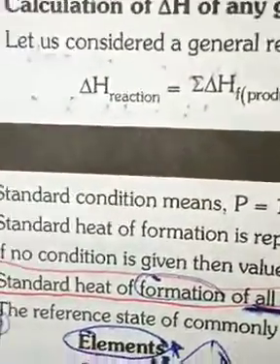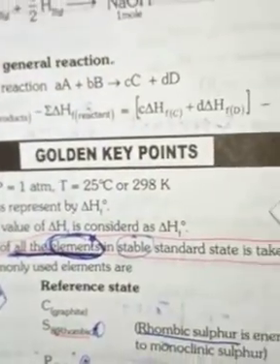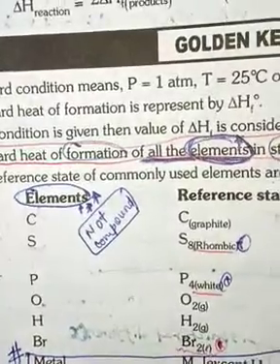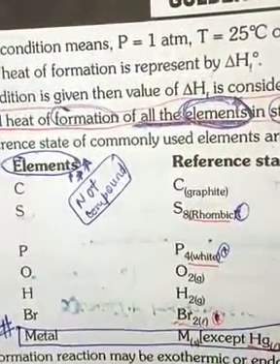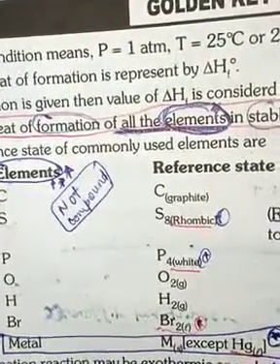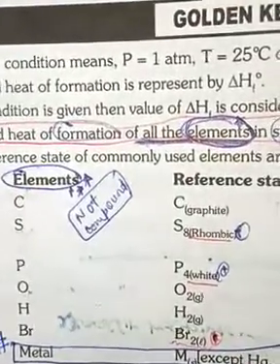One more point we have to keep in mind is that the standard heat of formation of all elements in their stable standard state is taken to be 0. Like all these elements which are present in their reference state have heat of formation 0.